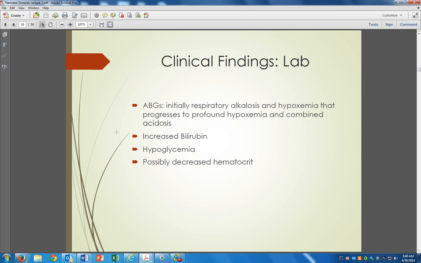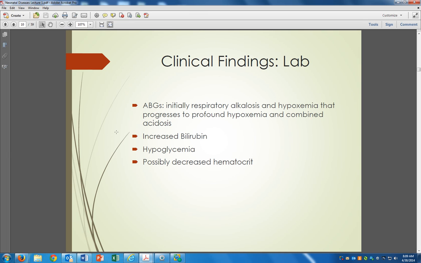So what we initially possibly will see is a respiratory alkalosis on a blood gas with hypoxemia, progressing to a respiratory acidosis with significant or profound hypoxemia. You'll get an increase in bilirubin, partially because this is pretty typical even if they don't have RDS, but even more so because of the decrease in perfusion.